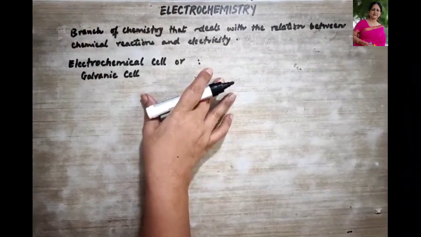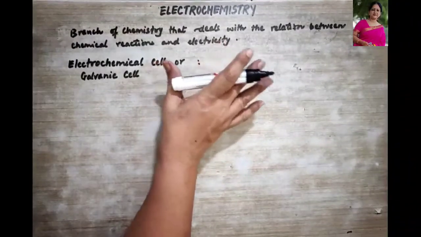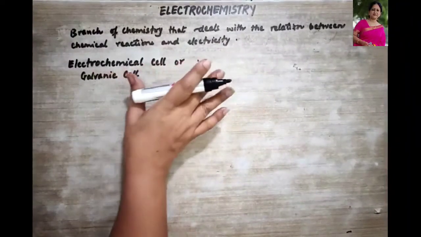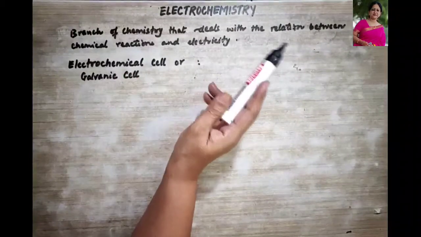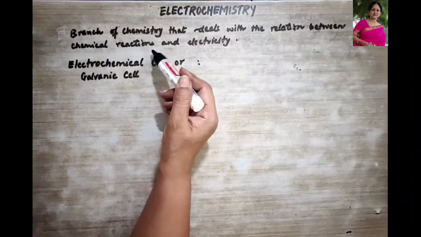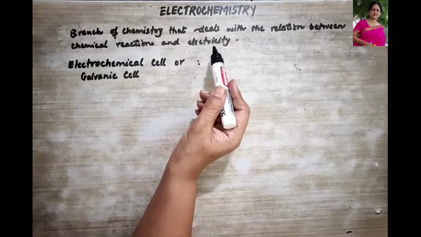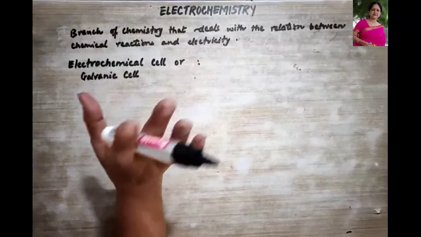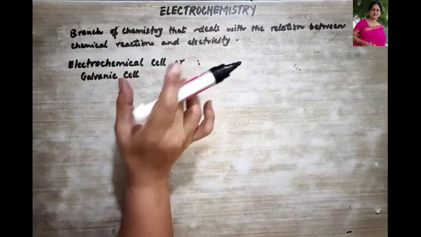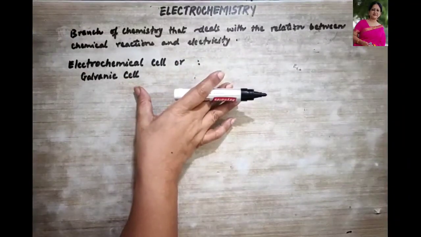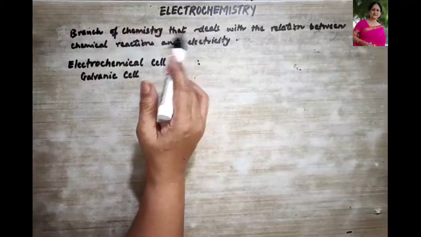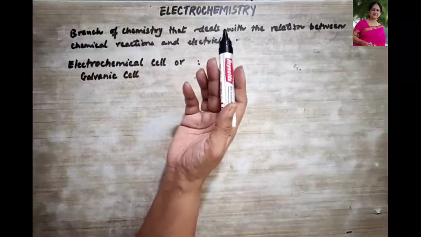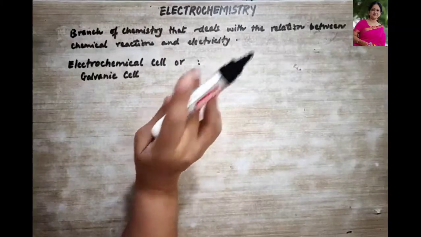Today we shall begin with a new chapter, that is electrochemistry. Electrochemistry is that branch of chemistry that deals with the relation between chemical reactions and electricity. So we can say that it deals with the study of electrical properties of solutions that are used in electrolysis and also the chemical changes that are brought about by electrical energy.